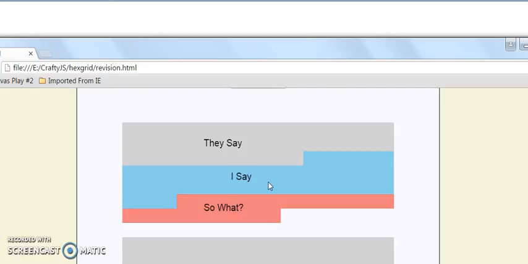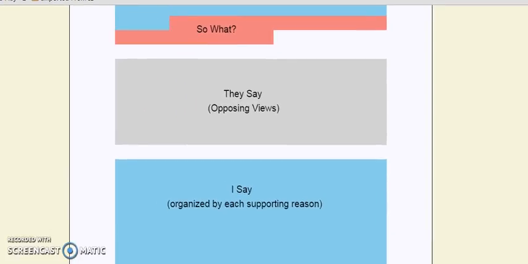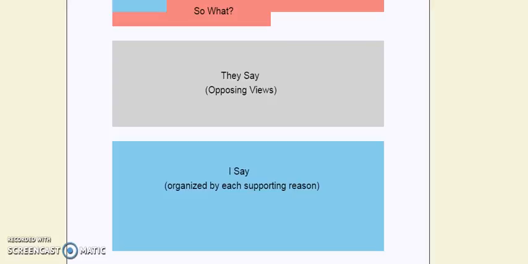Then the rest of the paper should expand upon each of these moves. A natural way to transition from the introduction into the body of your paper is to expand upon the they say, particularly with a focus on opposing views. And then to launch into your I say, which is going to be the bulk of your paper, that will unfold over multiple paragraphs, not just the one that I've represented here. 4 or 5 paragraphs. And each paragraph should be organized by a supporting reason. And I would suggest putting that supporting reason as the topic sentence of that paragraph, so it's highlighted, up front and center.